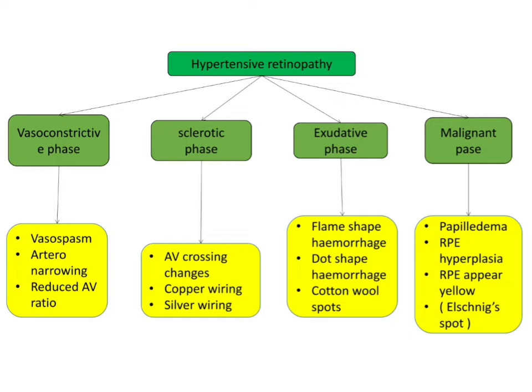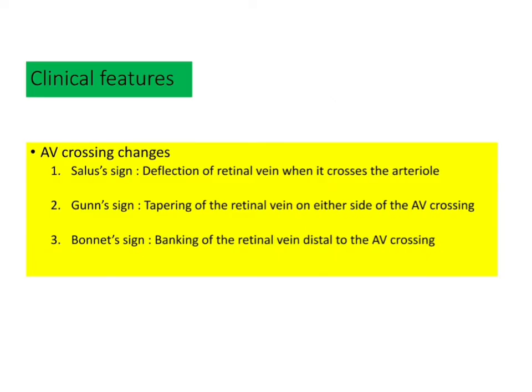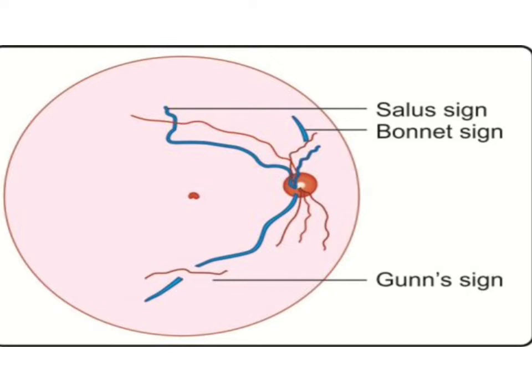Okay, now let's discuss the clinical features of this hypertensive retinopathy. First of all, AV crossing changes. Here we see a triad in hypertensive retinopathy: Salus sign, Gunn sign, Bonnet sign. In Salus sign you will see deflection of the retinal vein when it crosses the arteriole. In Gunn sign you will see tapering of the retinal vein on either side of the AV crossing, and Bonnet sign is banking of the retinal vein. Here banking means tortuous.